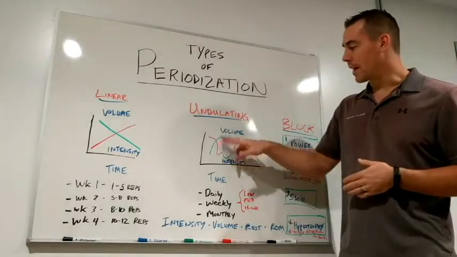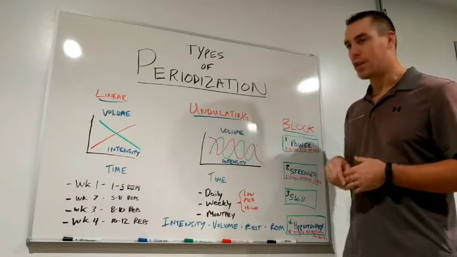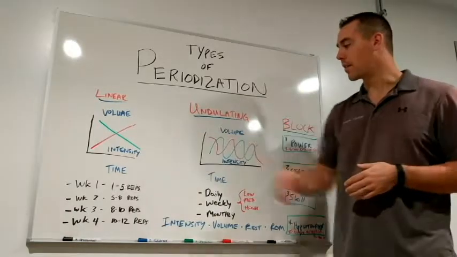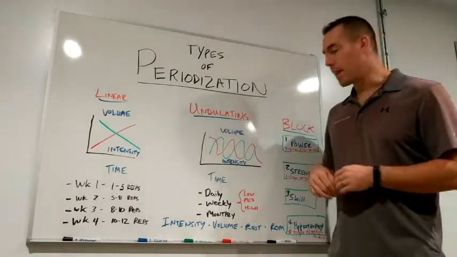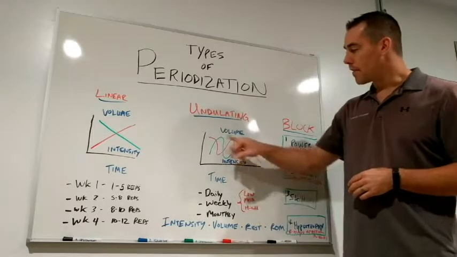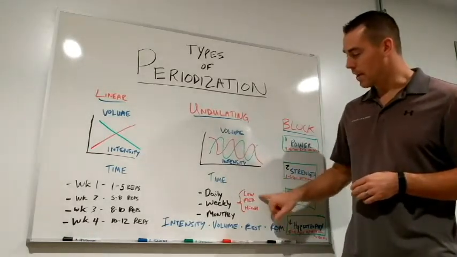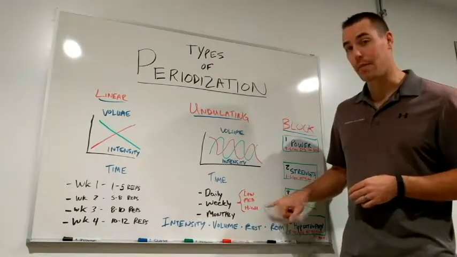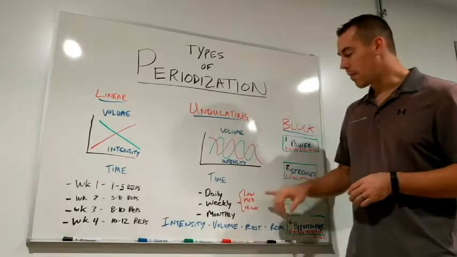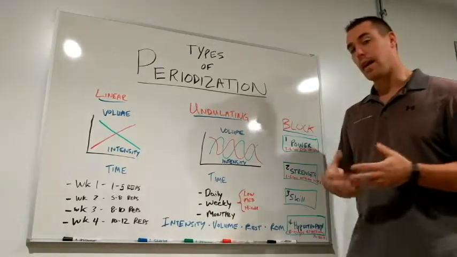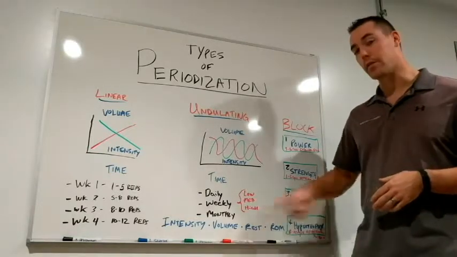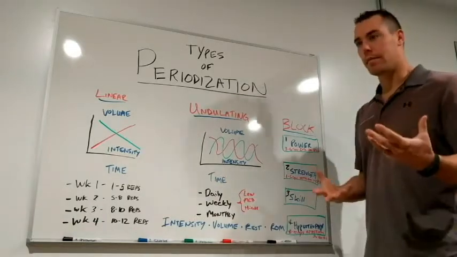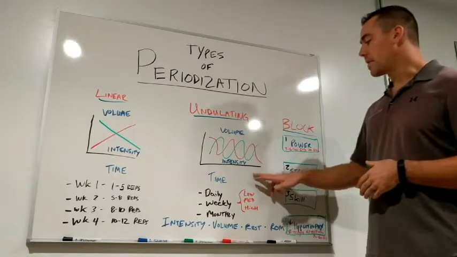Undulating models, again, the volume is constantly changing or undulating like a wave, and then the intensity is doing the opposite of that, just like in our linear. So volume and intensity are going to be opposing. And then for this undulating, you can do daily, Monday, Wednesday, Friday, or weekly, maybe one week's low intensity, another week's medium, and another week's high intensity. And then you can do monthly, where you have maybe a low intensity month, more of a recovery phase, and then you're changing your volume and intensities throughout the day, month, week, whatever you decide to choose.